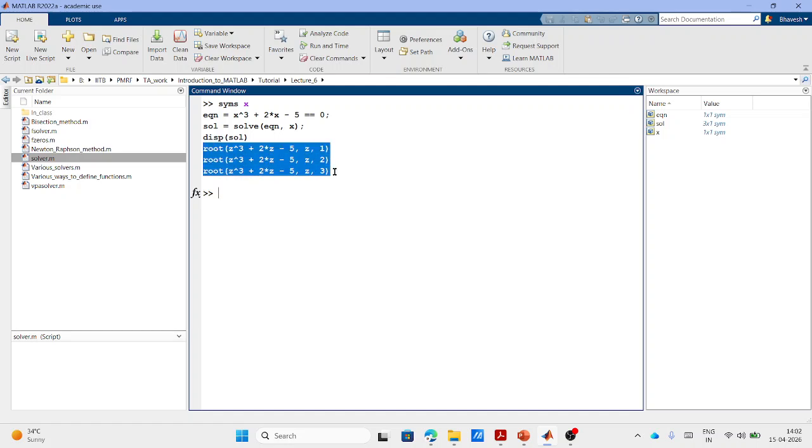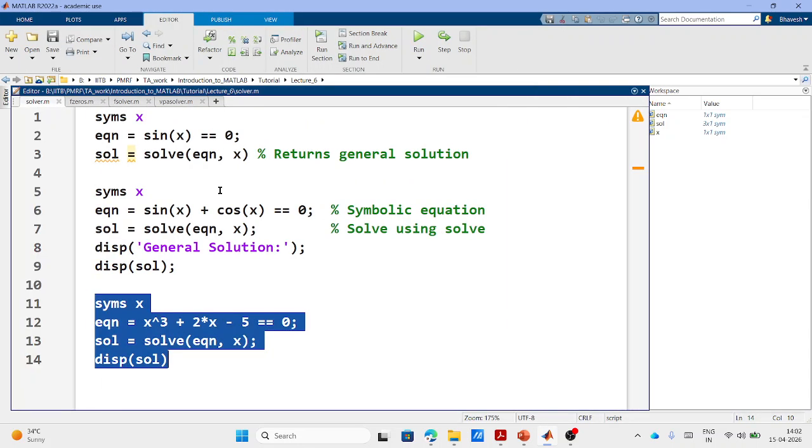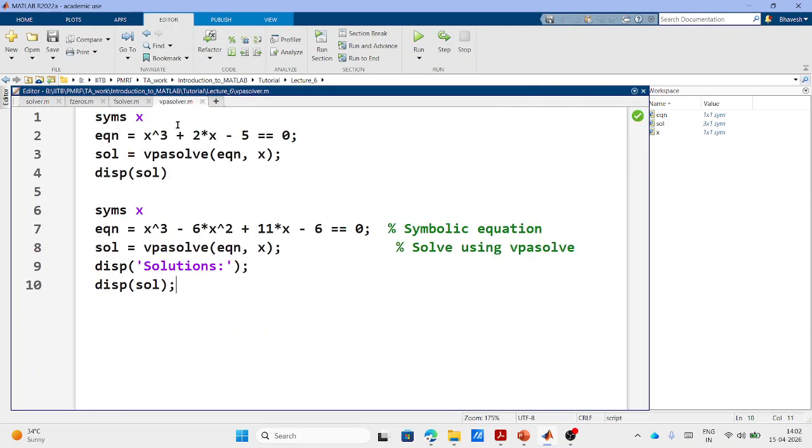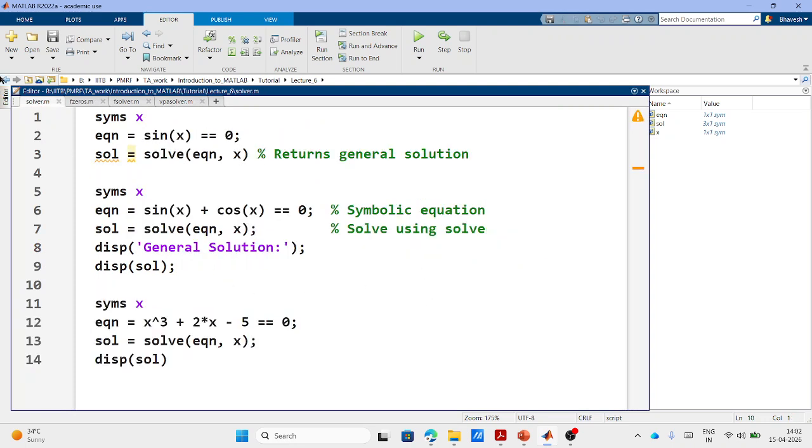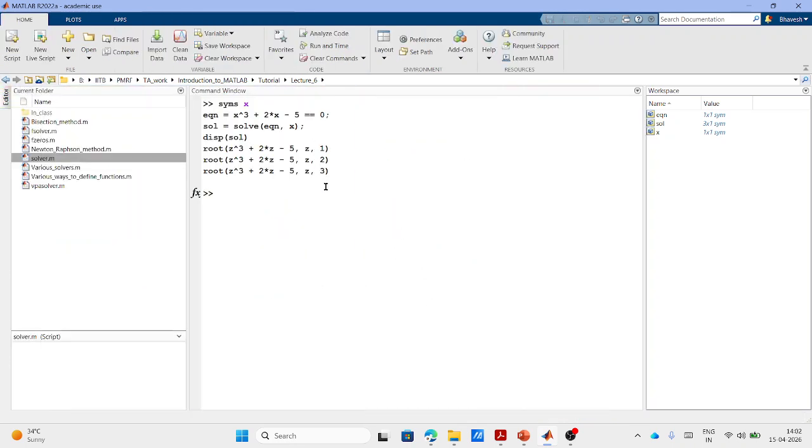I will get the three roots since it's a cubic equation. The root will look like z cubed plus 2 times z minus 5, where z is your variable, and then you will have the values 1, 2, and 3 that you can substitute here. So these are root 1, root 2, and root 3.